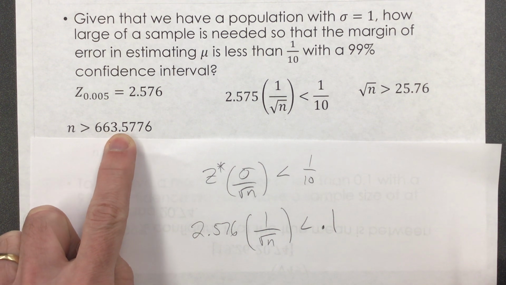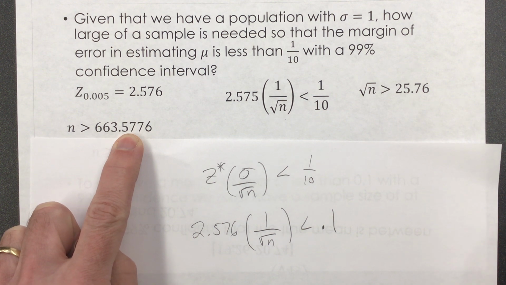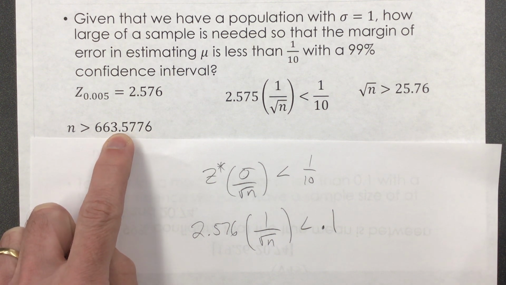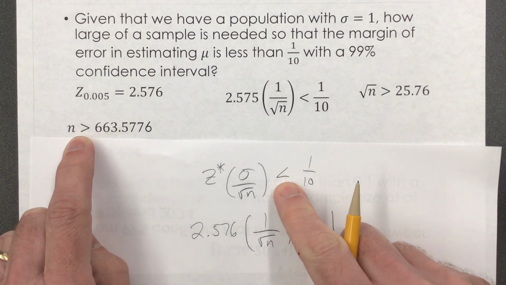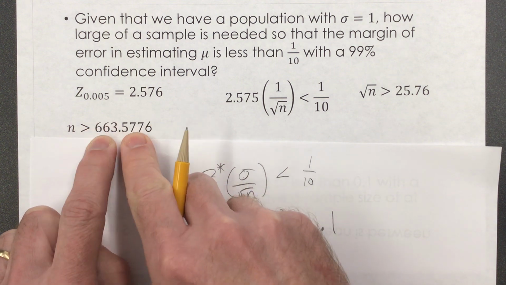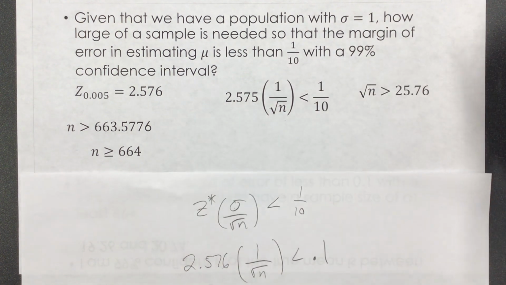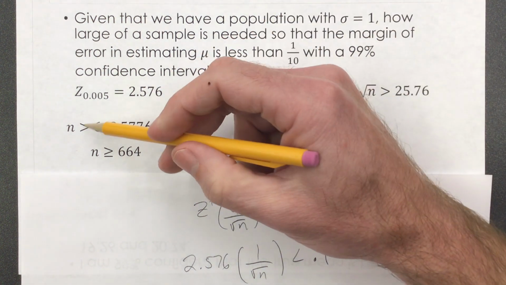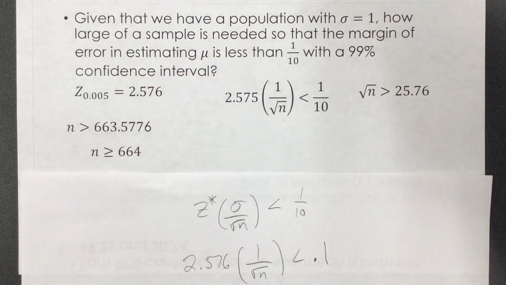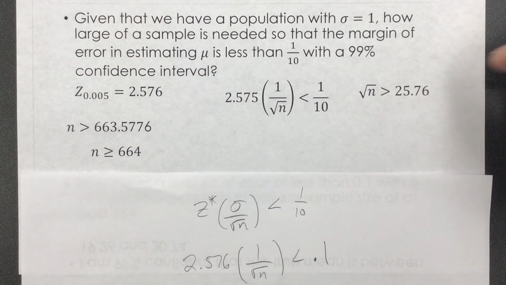Okay, 663 point whatever. Now remember, this is a sample size, so n must be a whole number. I cannot have 663.6 people or items in my sample, right? It has to be a whole number. But again, you'll always end up with an inequality, right? When you solve this, you end up with n is greater than something. So that means when I interpret this, that my sample size must be at least 664, right? So that's how we're going to change from the greater than over to greater than or equal to, right? We always just go up to whatever the next whole number is.